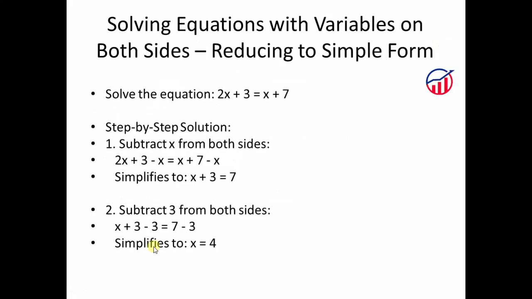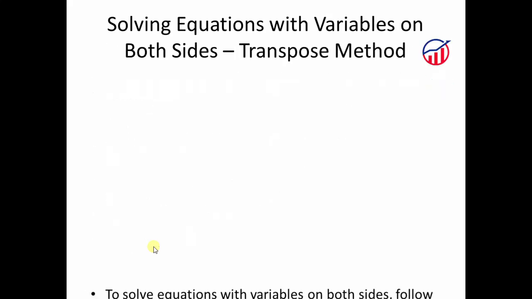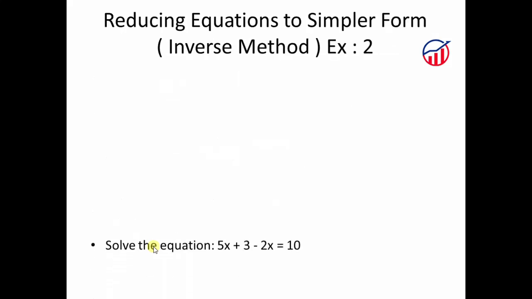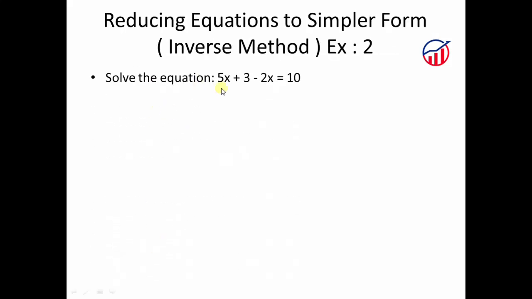Unlike the previous case, let's go back. You can see so many steps we had to do. Let's check out another solution over here. Reducing method first again. Solve the equation 5x plus 3 minus 2x is equal to 10.